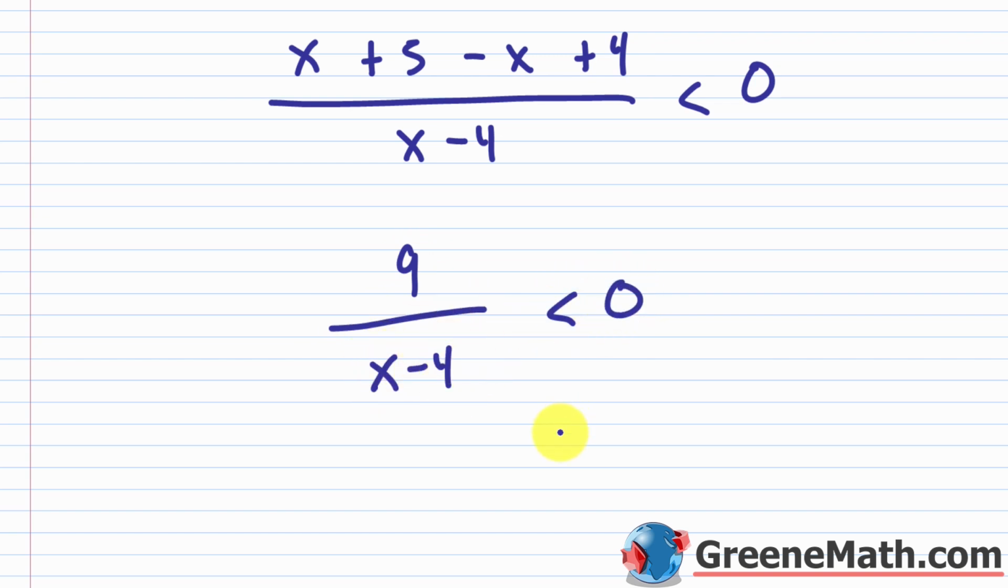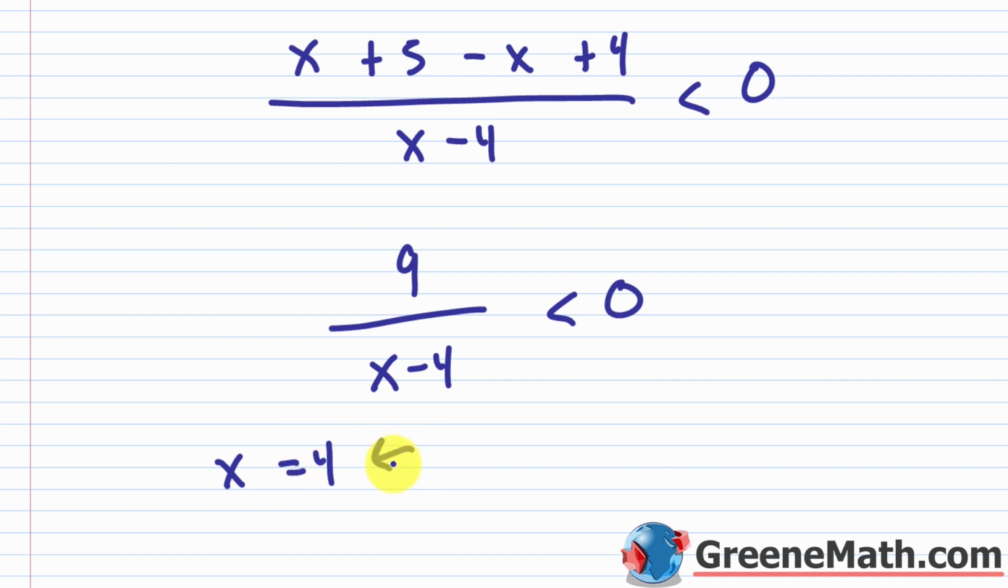less than 0. So for these, the next step is to set the numerator equal to 0, solve that, and then set the denominator equal to 0 and solve that. In this particular case, we can't really set 9 equal to 0. That doesn't make any sense. There's no variable there. So you only have to set the denominator, x minus 4, equal to 0. So let's say x minus 4 is equal to 0. We would add 4 to both sides and just get that x is equal to 4.